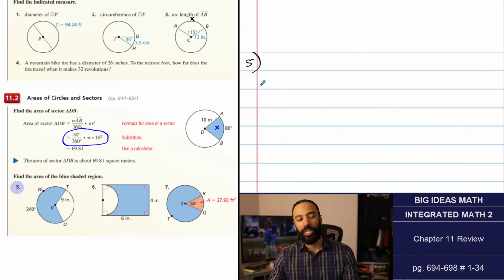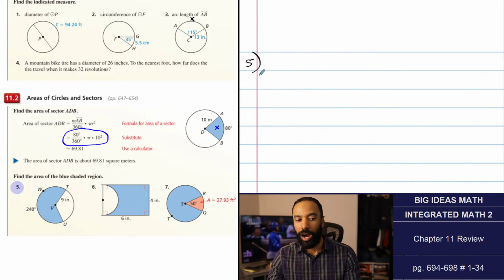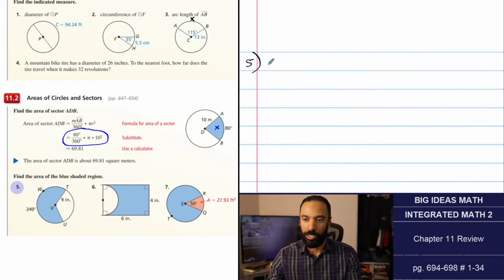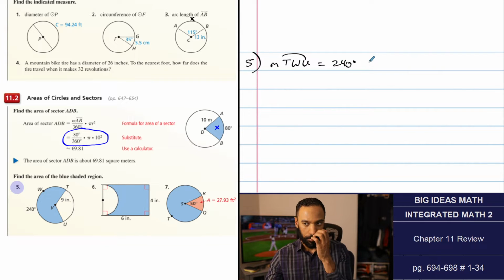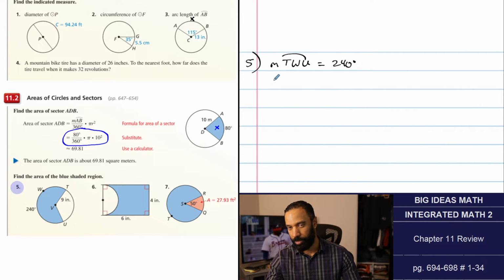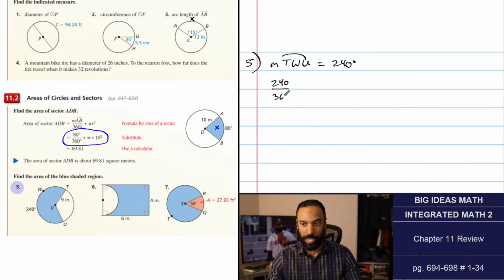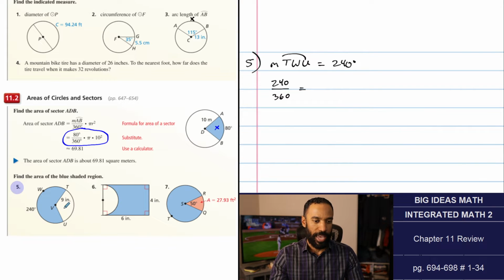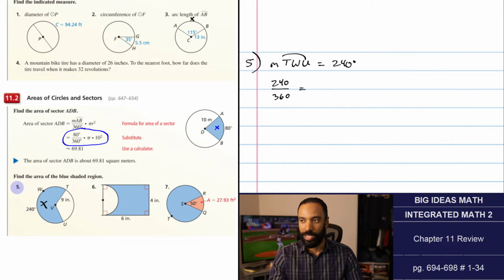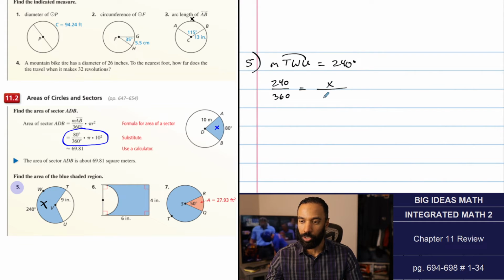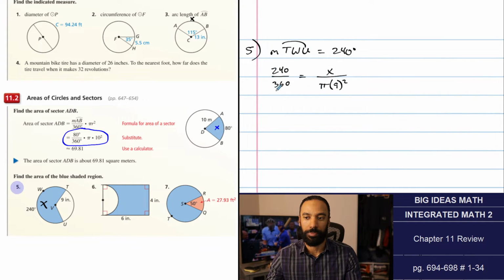Find the area of the blue shaded region on number 5. Now, they show the arc of TW. Let's say, I'll write this out. Measure of arc TWU is 240 degrees. Now, this one's nice as a number that can clean up later. Whatever 240 is out of 360, which is a very clean number, the area of my sector, again, I'm going to call this X whenever I can. This X is out of the area of the entire circle, which would be pi times 9 squared, 81 pi. Now, I'm going to clean this up in a couple ways.